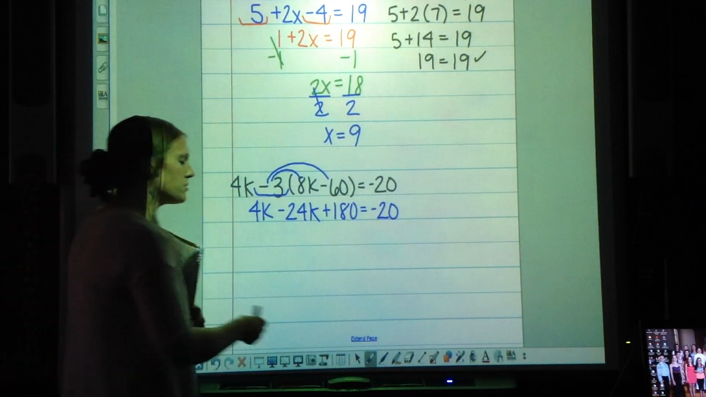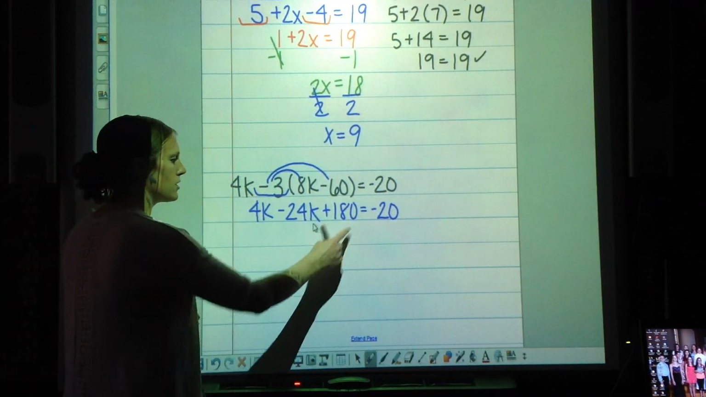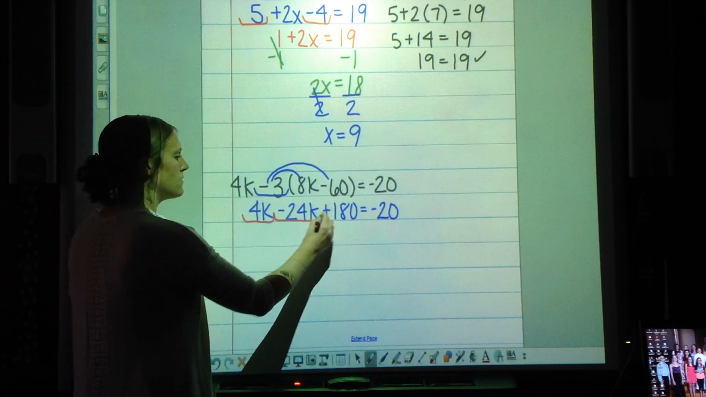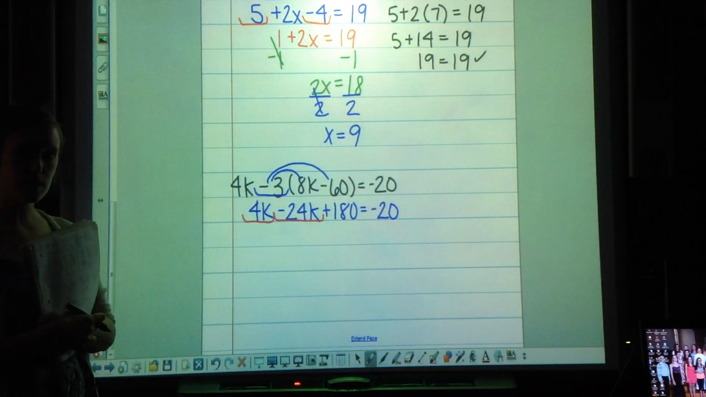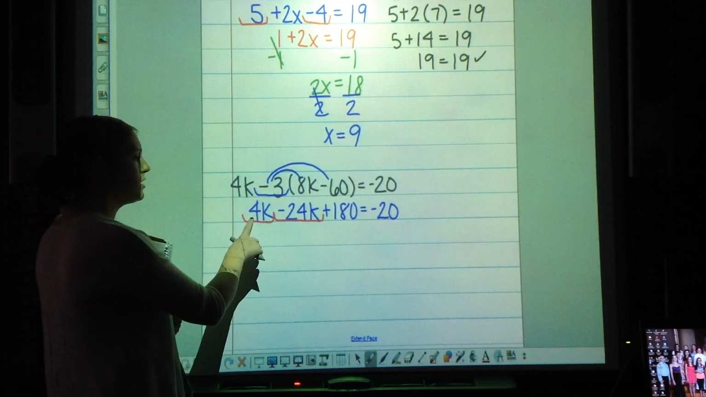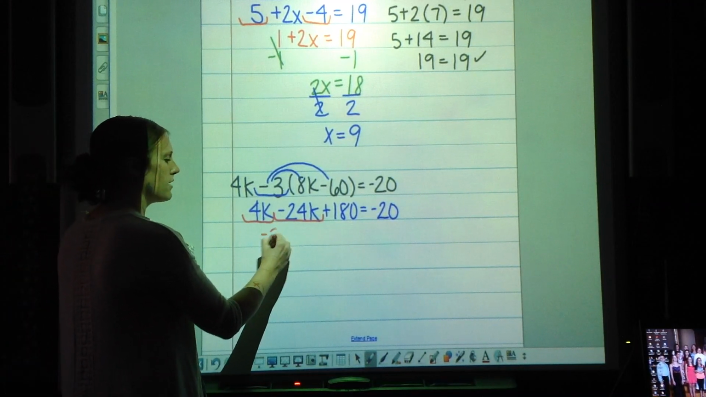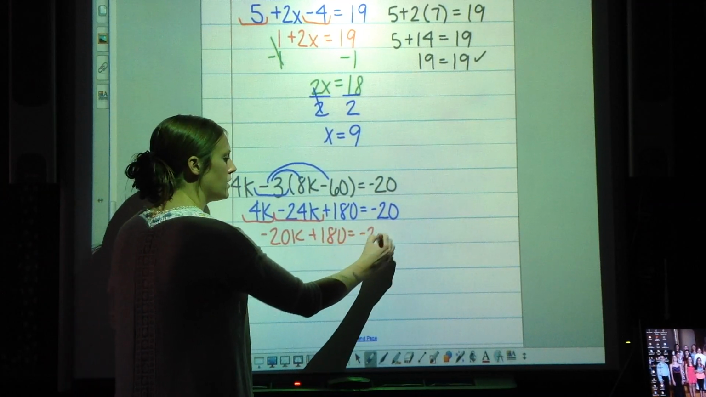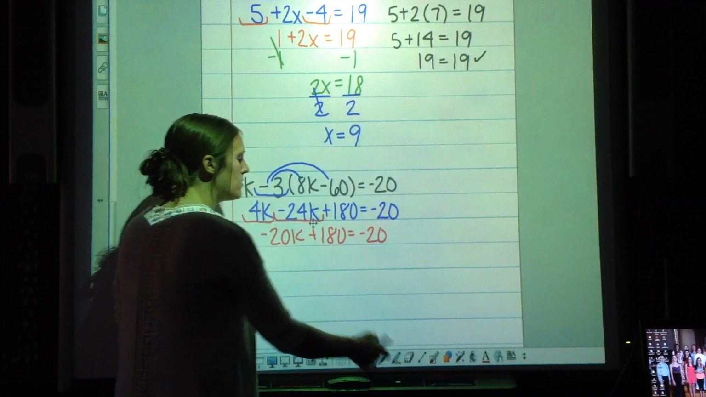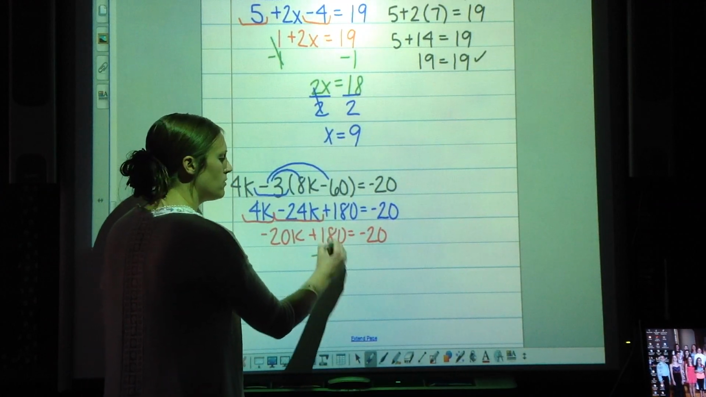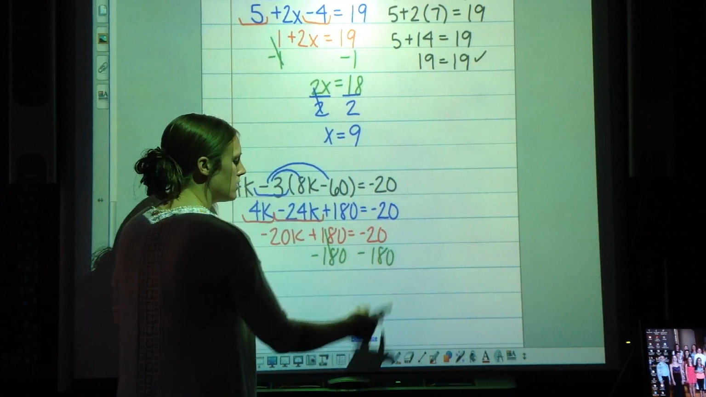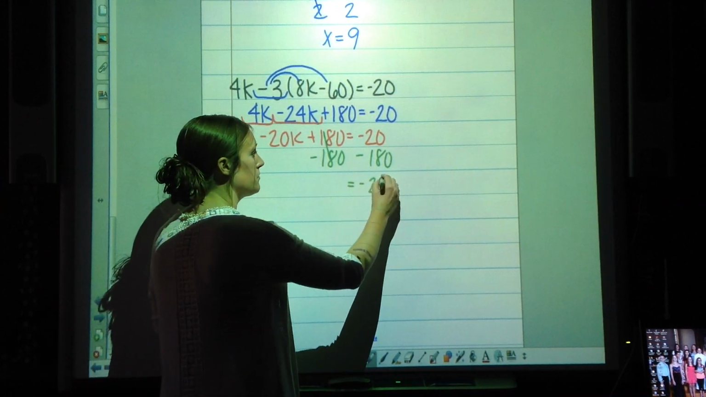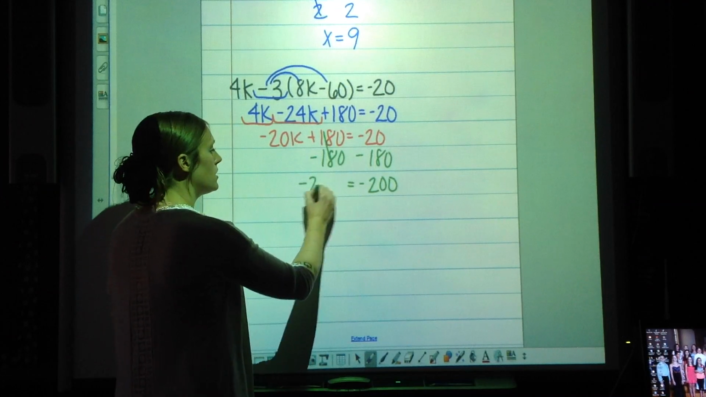On the left side of the equal sign, you need to look to see if there are like terms. So these three terms, I see that I have a 4k and a negative 24k. Because they're on the same side of the equal sign, we do what it says. 4 minus 24 is a negative 20. And drop everything else down. This is a two-step equation. I'm going to bring the non-variable term over first. Same sign, subtract. Left side, negative 20k.